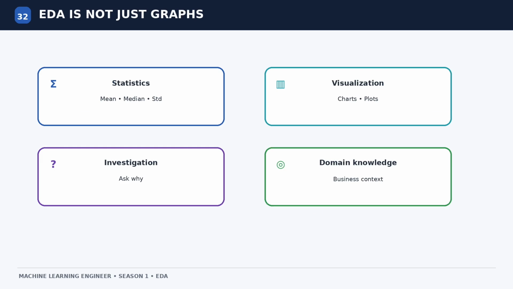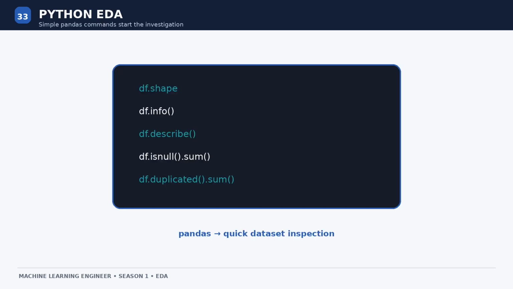One common misconception is that EDA simply means creating charts. It doesn't. EDA combines statistics, visualization, investigation, and domain knowledge. A graph can show you that something is unusual, but understanding why it's unusual often requires you to investigate the source of the data. In Python, libraries such as pandas make the initial EDA process very convenient. For example, we can inspect the shape of the dataset, understand data types, generate descriptive statistics, check missing values, and count duplicate records. These are simple commands, but they are part of everyday workflow of an ML engineer.